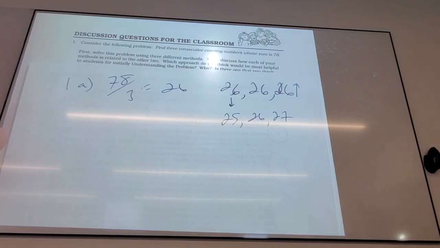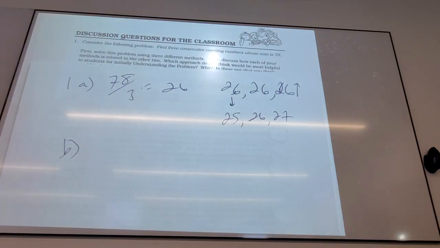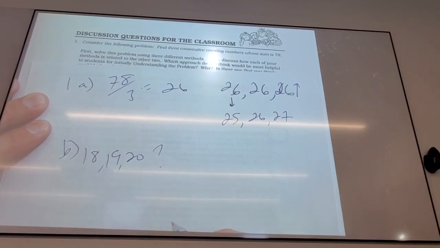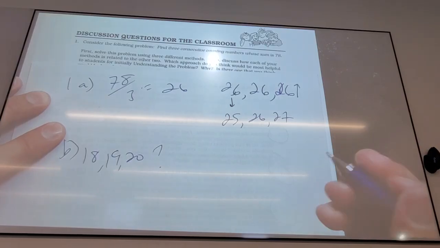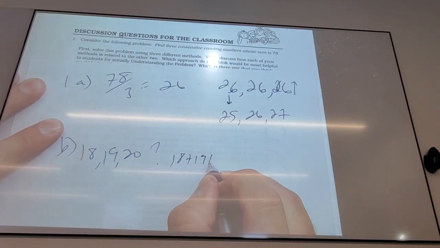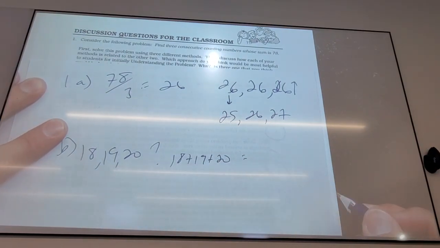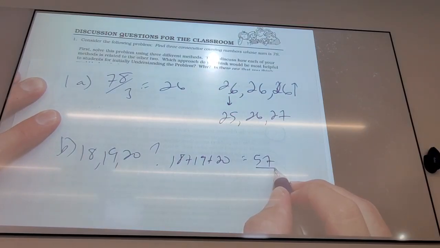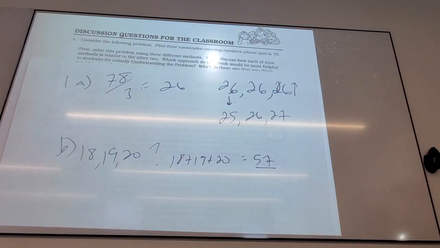Guess and check would be, who did guess and check? Complete guess and check. What'd you do? Anybody? I know somebody did. All right. 18, 19, 20. Is that consecutive integers? Consecutive numbers, sorry. Yes. What's 18 plus 19 plus 20? 57. Too low.